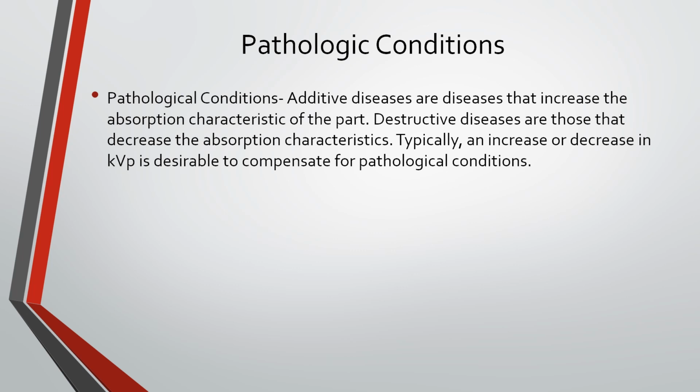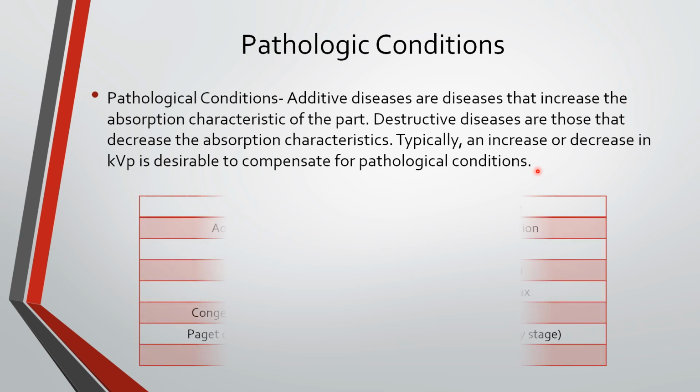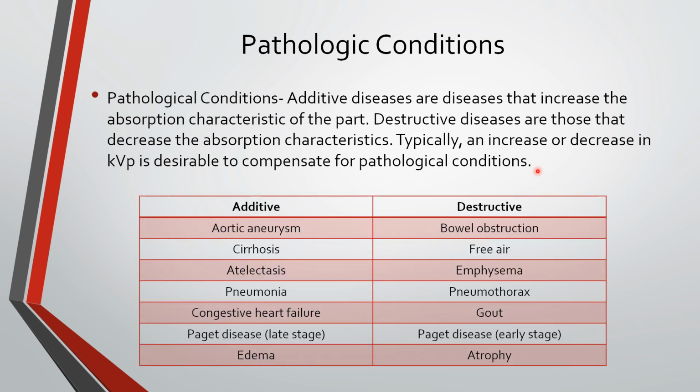So if they have an additive condition, where there's an increase in the absorption characteristics of the part, we want to increase the kVp, okay? And destructive is decrease, okay? If they have a destructive condition. And here's a list. Your text will probably show more than this, but these are just some that typically come up more often, things like pneumonia, CHF, and emphysema, COPD.